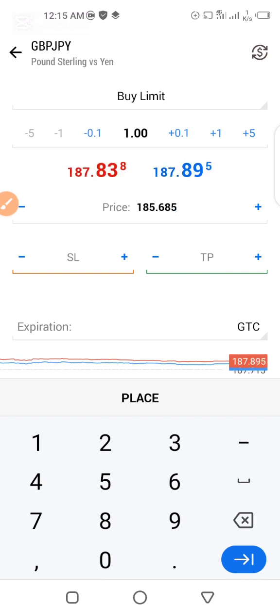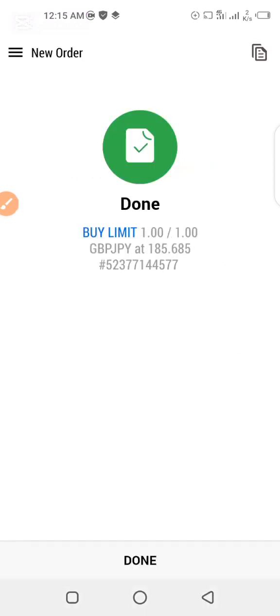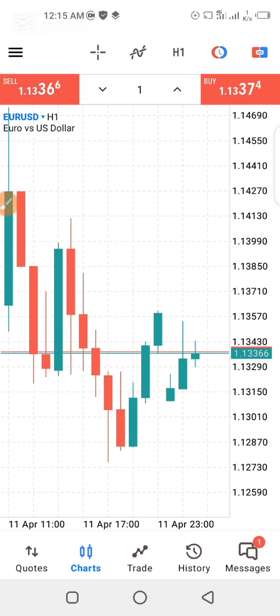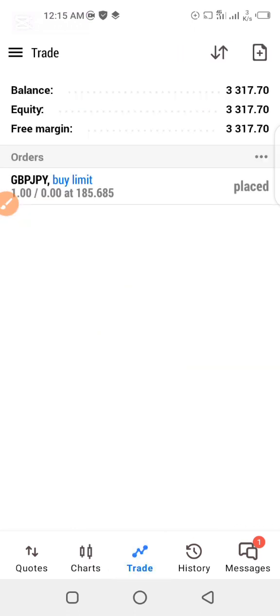We can now set our SL, 184 points. Then set our TP, and then place the trade. See, it has placed it. I just did the buy limit. It means that this market hasn't tapped to the zone where I placed the trade. Once it gets to that level, it will pick the trade and start going.